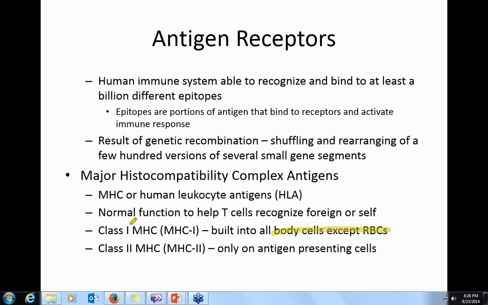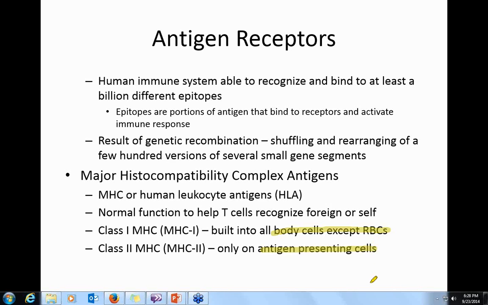And this is also what helps when you're doing transplants. Not everybody's MHC1 are the same. So this is where you could get transplant rejection. You need to kind of match up the major histocompatibility complexes. Class 2 is only found on antigen-presenting cells.